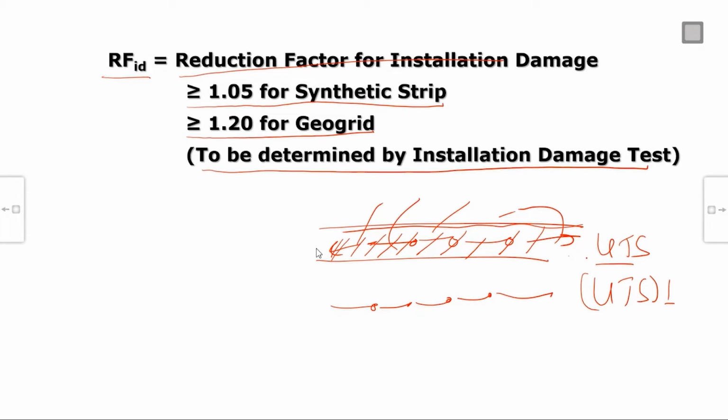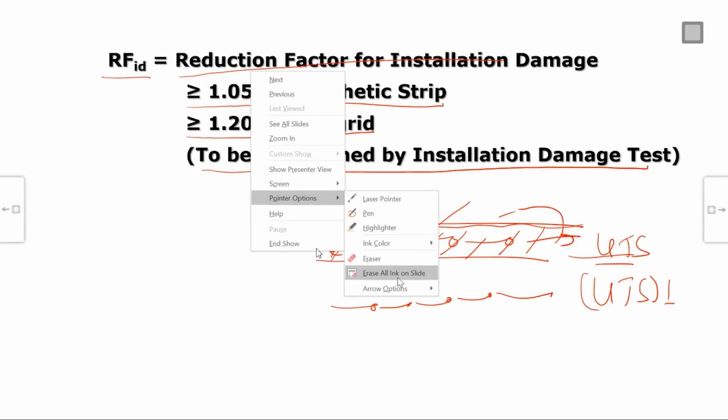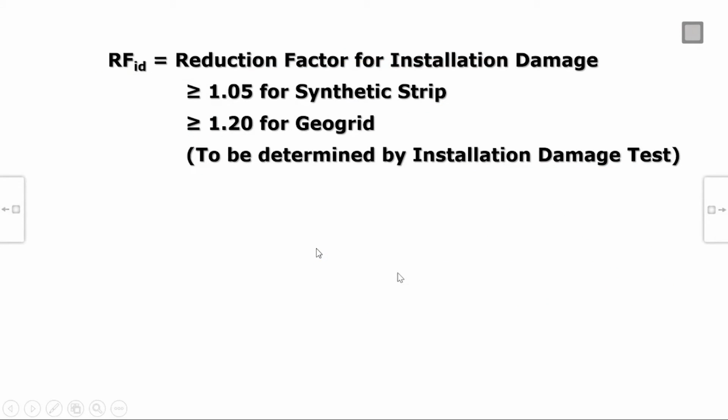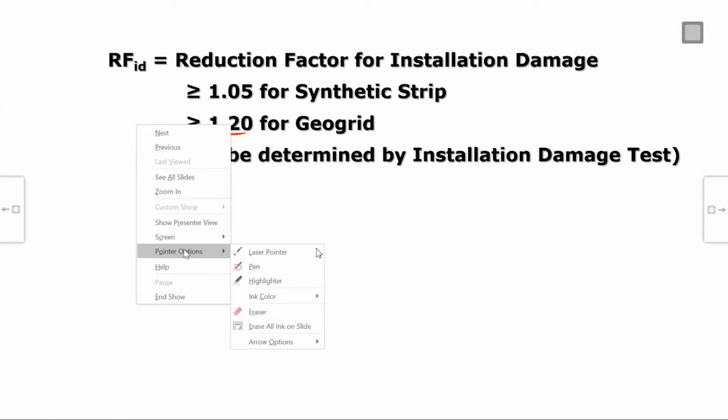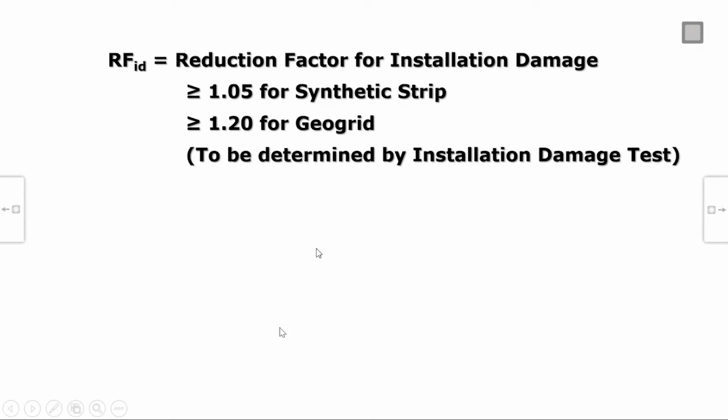Then this damage factor is UTS by UTS 1, whichever is the higher value. It means how much loss in tensile strength due to installation damage. That is called reduction factor for installation damage. Normally our people take 1.2, 1.3 and say okay. But better we can do a test. This is not very difficult to do.